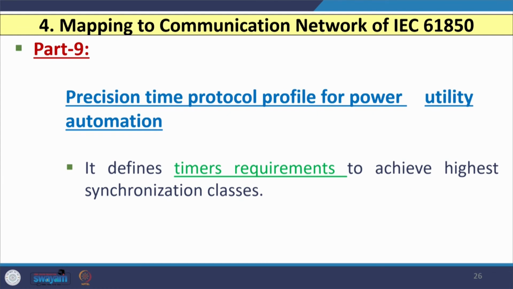Further, in part 9, the precision time protocol profile for power utility automation is also mentioned, and in this they have defined the timer requirements to achieve the highest synchronization classes. That is completely elaborated and discussed in part 9, under the mapping to communication network of IEC 61850.